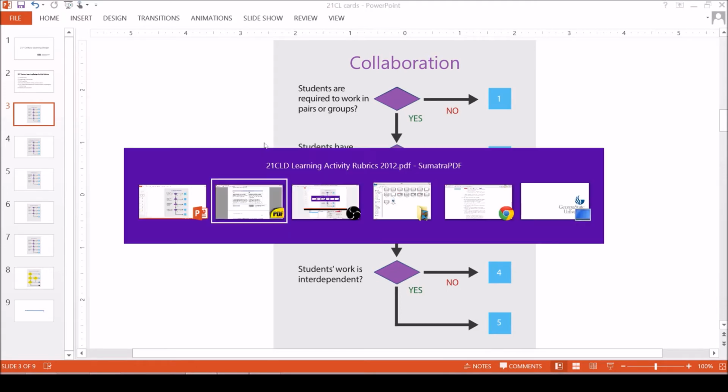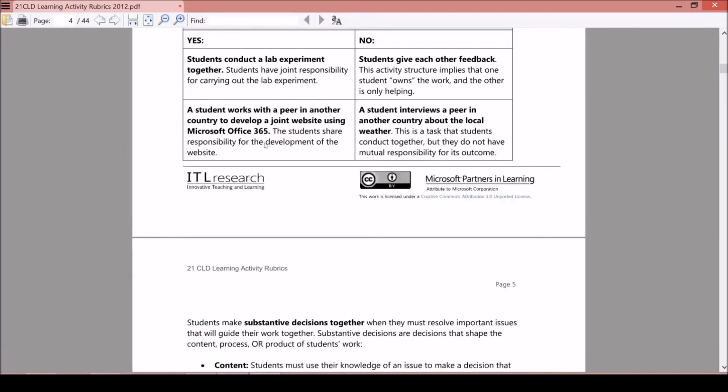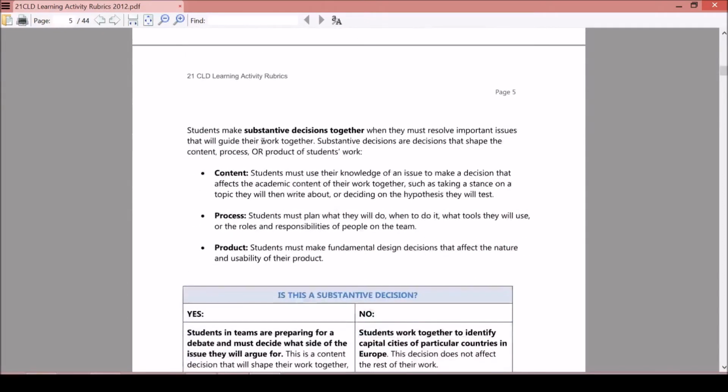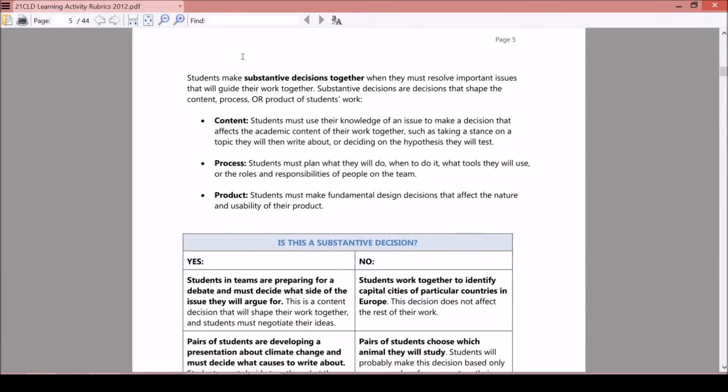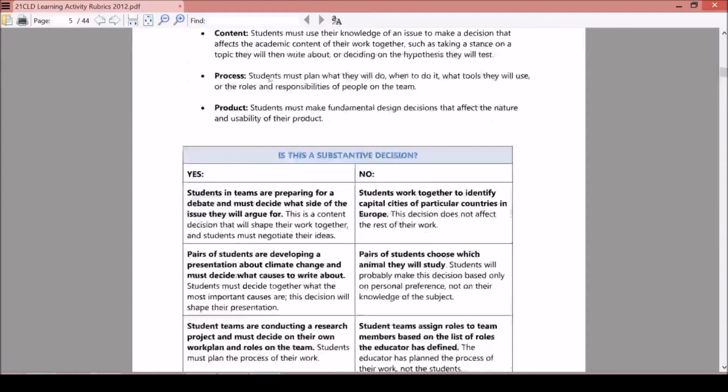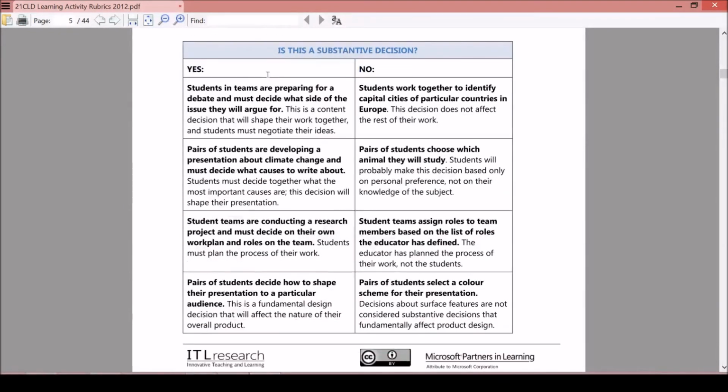Well, let's pop back into the rubric and see what they mean by substantive decisions. And substantive decisions, their description, refers to students that make important decisions about the work together. Let's go down to these questions and see if this helps us. And already one thing that jumps out, do students assign roles? Are students assigned roles, or do they decide themselves who's going to do what?